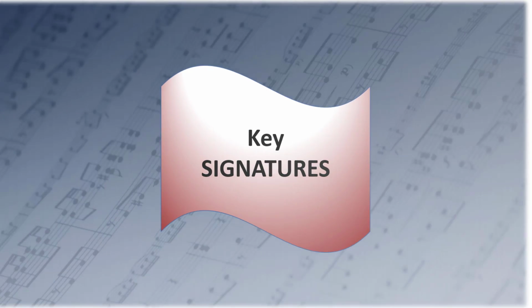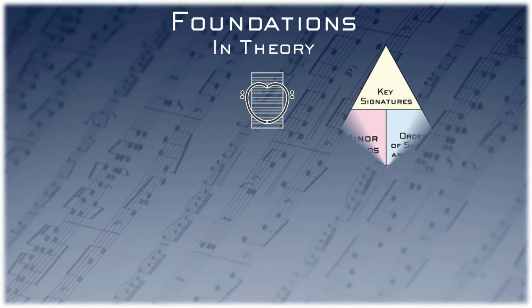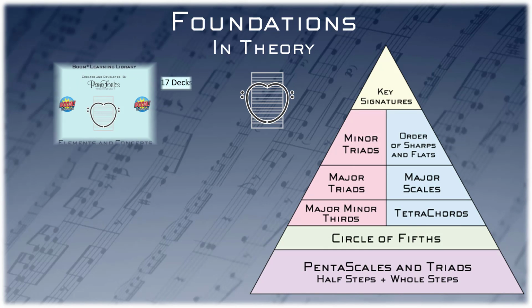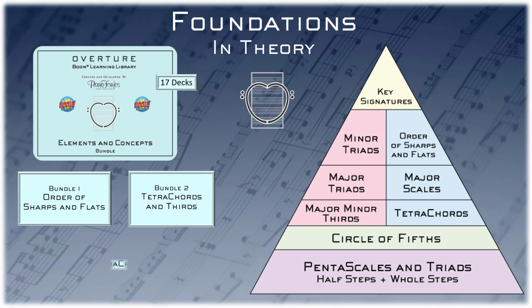Let's move into intermediate foundations to complete the remaining elements in the theory triangle with 3 bundles of elements and concepts. Bundle 1 contains the circle of fifths and order of sharps and flats. Tetrachords as thirds are in Bundle 2, and in Bundle 3 we have major scale construction with overlapping tonic and dominant tetrachords. The building blocks and elements and concepts provide activities to reinforce theoretical understanding in intermediate foundations.